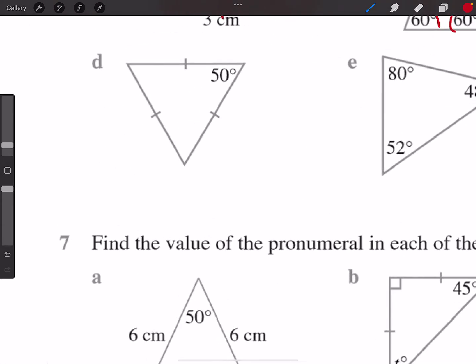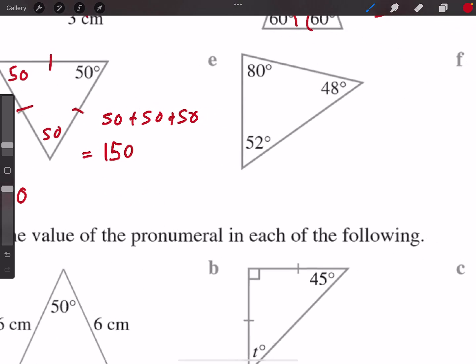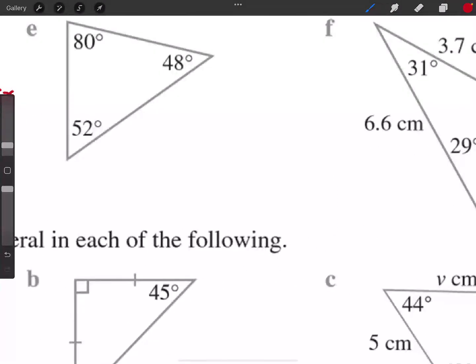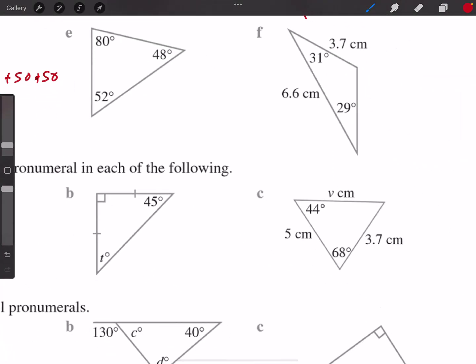All right. Now, if this is 50, this has to be 50, and this has to be 50, because all the lengths are the same. Okay. So 50 plus 50 plus 50 makes 150. So no, it doesn't make a triangle, because a triangle needs to have 180 as the sum of all the angles. So add them up and see if it works.